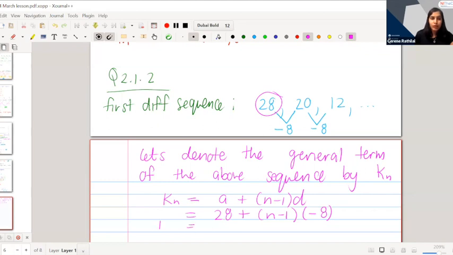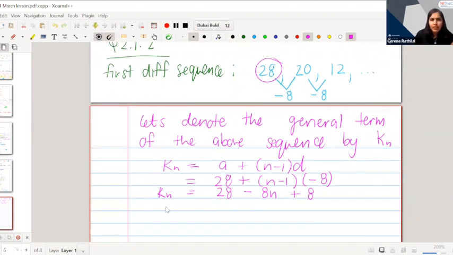So let's simplify. The general term Kn is 28 minus 8n plus 8, and so I can simplify. Kn equals 28 plus 8, giving me a value of 36 minus 8n. I hope everyone is following this. Does everyone understand what's happened? Wonderful, someone's already told me Kn equals 36 minus 8n, so I'm glad you're following. We now know that the general term in this arithmetic pattern has the formula 36 minus 8n.